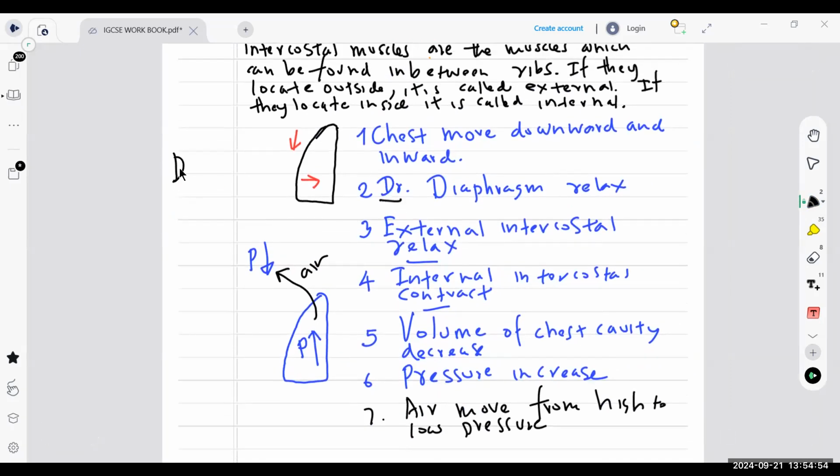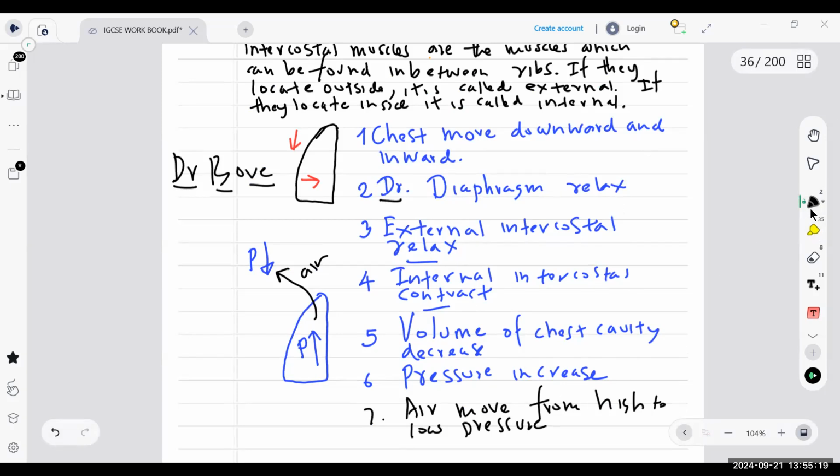So I'll repeat: breathing out, external intercostal relax, diaphragm relax. Chest move downward and inward, diaphragm relax, external intercostal relax, internal intercostal contract, volume of chest cavity decrease, pressure increase, air move from high to low pressure.